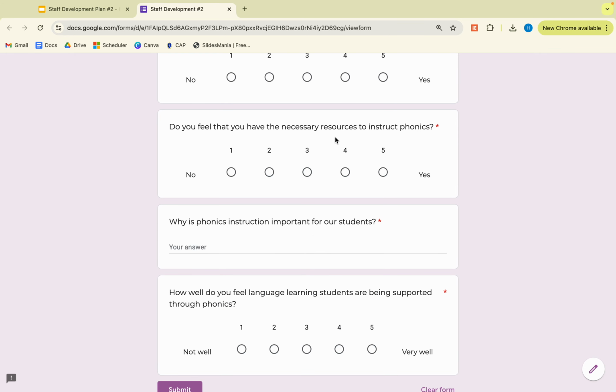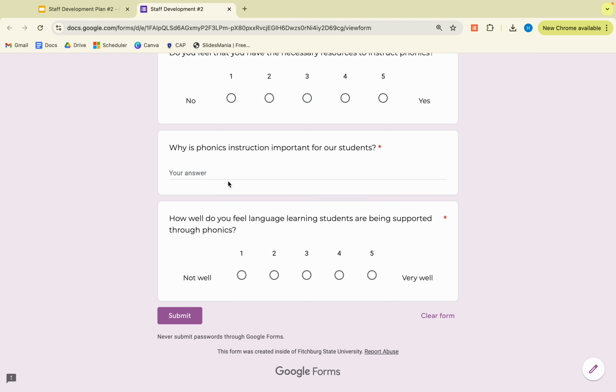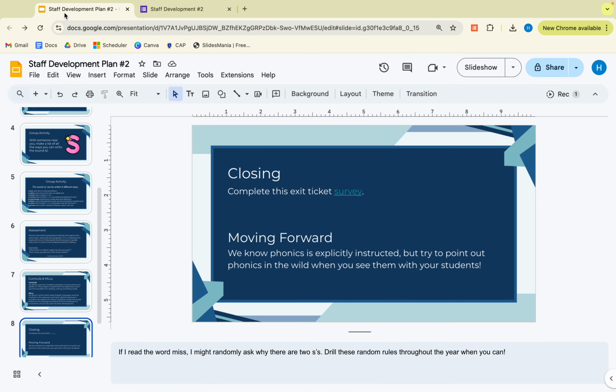Do you feel you have necessary resources to instruct phonics? Why is phonics instruction important for our students? And how well do you feel language learning students are being supported through phonics at our school?